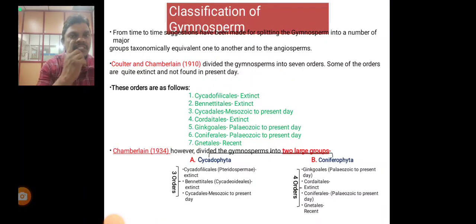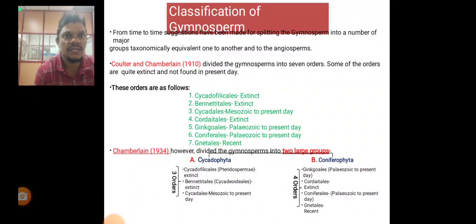Then another topic is the classification of gymnosperms. Since early times, gymnosperms have been divided into a number of major groups. Coulter and Chamberlain, in 1910, divided the gymnosperms into seven orders: Cycadofilicales, Bennettitales, Cycadales, Cordaitales, Ginkgoales, Coniferales and Gnetales. Recently, only Cycadales, Coniferales, Ginkgoales and Gnetales remain. Cycadofilicales and Bennettitales, from the Paleozoic and Mesozoic eras, are extinct.